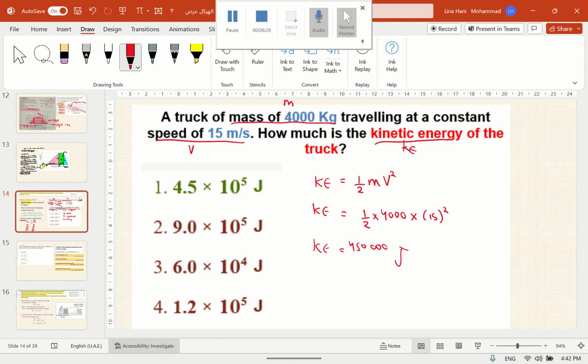What should I do? Oh no. Look at the first two numbers. Well, the first two numbers are only matched in the first option. This is called scientific notation, and you can turn the number into scientific notation by moving the decimal point at the end of the number 1, 2, 3, 4, 5 places to the left. So it becomes 4.5 times 10 to the power of 5 joules.